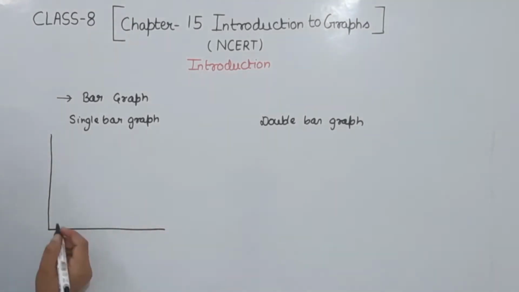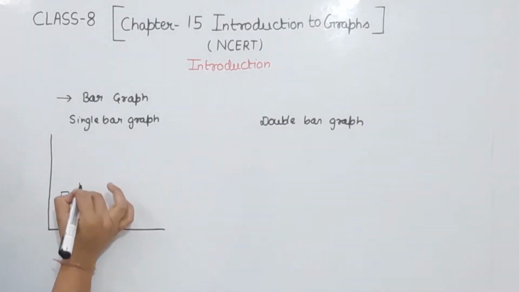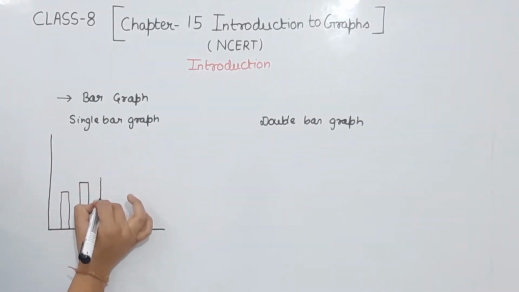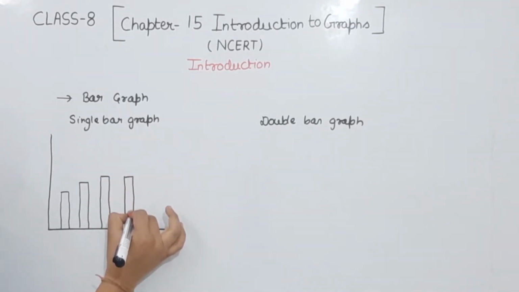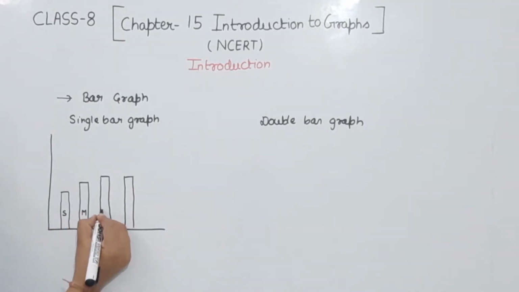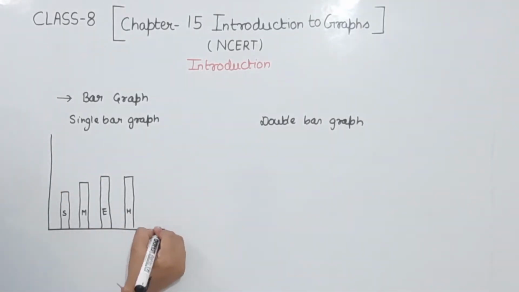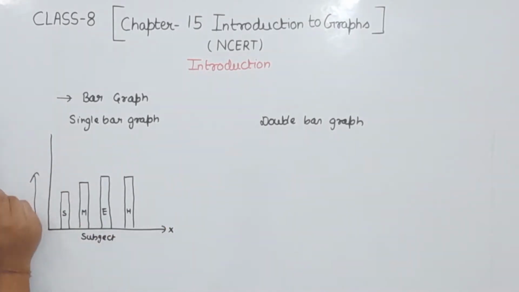Suppose this one is the single bar graph. This one is showing the number of subjects and the marks in each subject. Suppose these are the four subjects: this one is science, this one is maths, this one is English, and this one is Hindi, and this is showing the marks. Now on the x-axis we show the subjects, and on the y-axis we show the marks. So this one is the single bar graph.